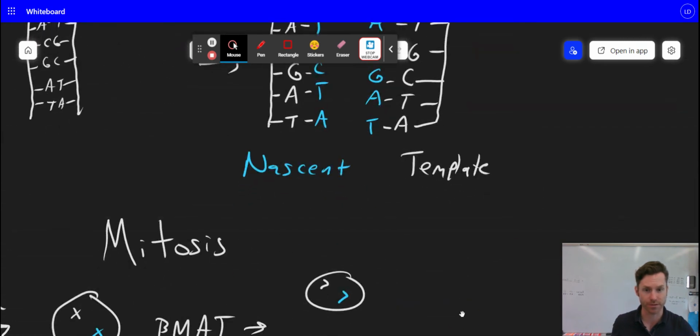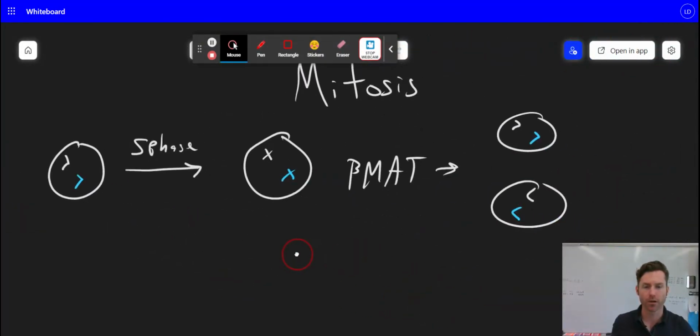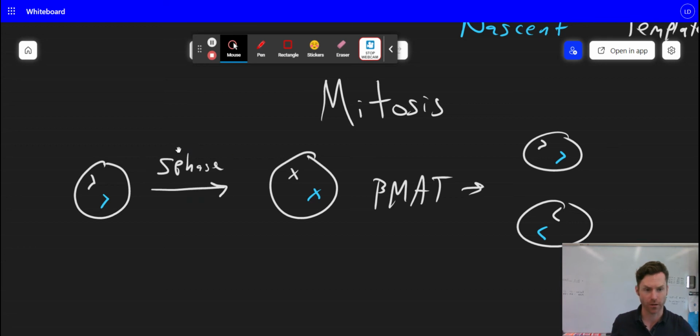This happened during S phase. So that was right here. So this was my original cell. I had one copy of each chromosome. I did S phase, boom. I duplicated the chromosomes. So these little X's are two copies shoved together at the centromere. So now I have this cell that's going to move into M phase, which is mitosis.